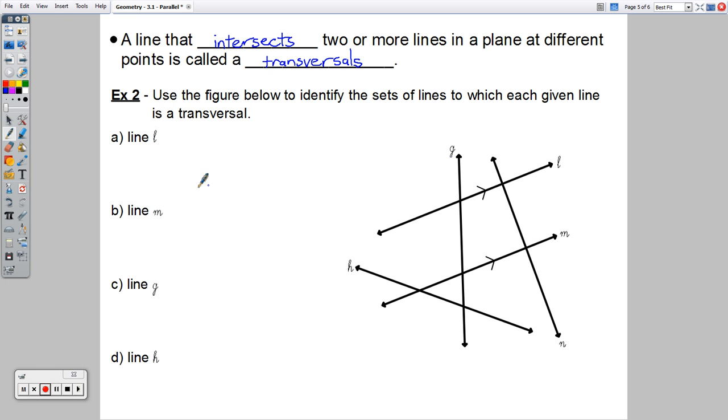We're going to talk about that. So I kind of answered one of our parts of this question already. Example 2, use the figure below to identify the sets of lines to which each given line is a transversal.